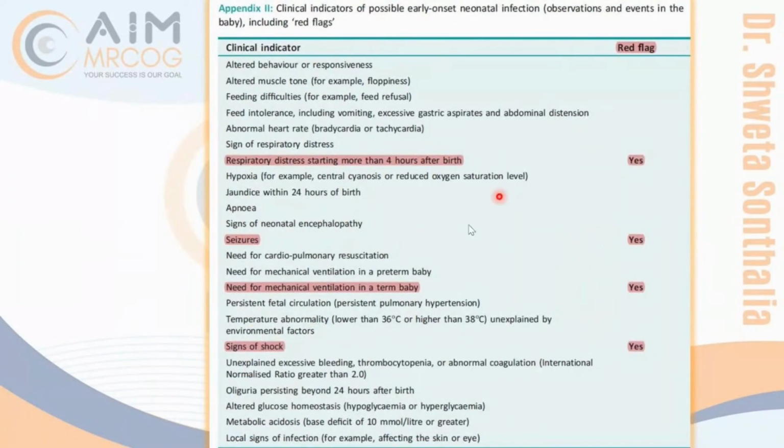Now these are the red flag signs in the baby: respiratory distress after 4 hours of birth, seizures, or if a term baby needs ventilation, or signs of shock. So these are the red flag signs in the baby to suspect sepsis of GBS.